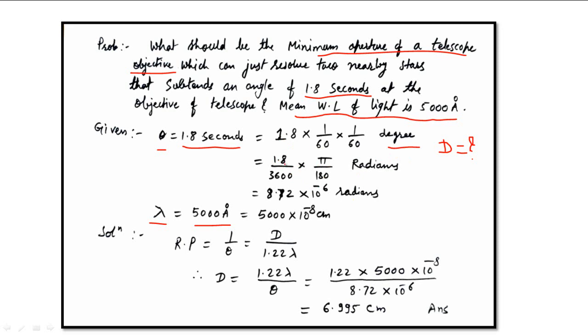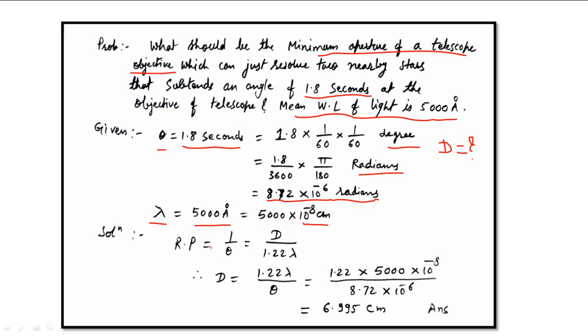So it will be 1.8 seconds divided by 3600, so that the angle is converted into degrees. Then we multiply it by pi by 180, so that we get the angle in radians. So this angle in radians will be 8.72 into 10 raised to power minus 6 radians. Now since the wavelength is given as 5000 angstrom, here we write the wavelength as 5000 into 10 raised to power minus 8 centimeter.